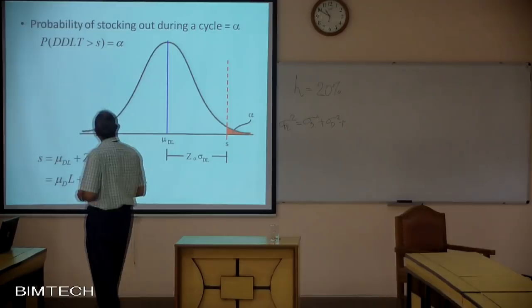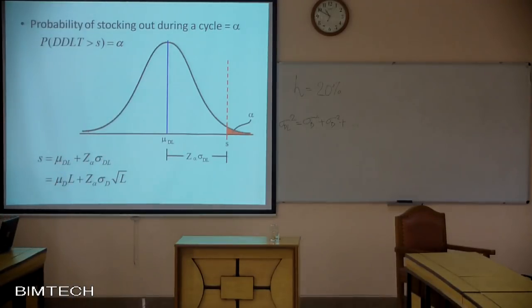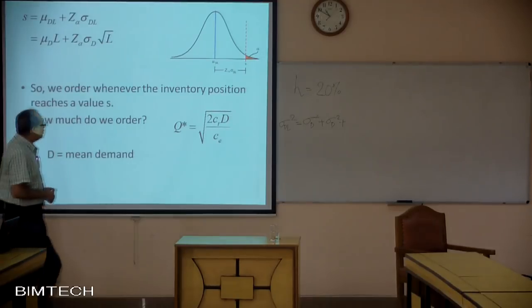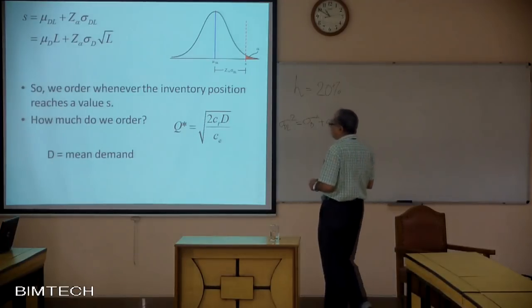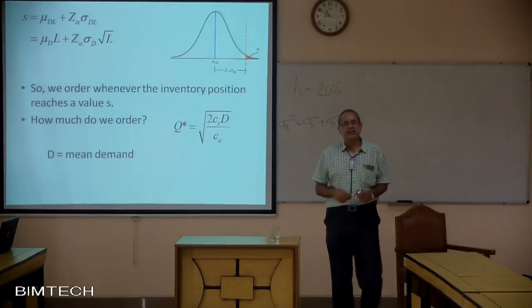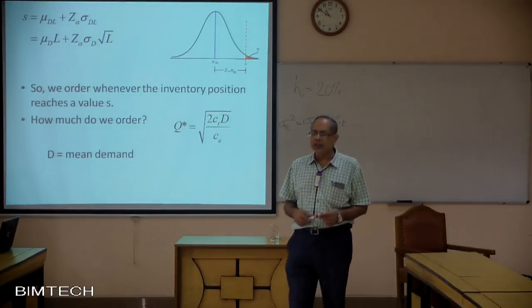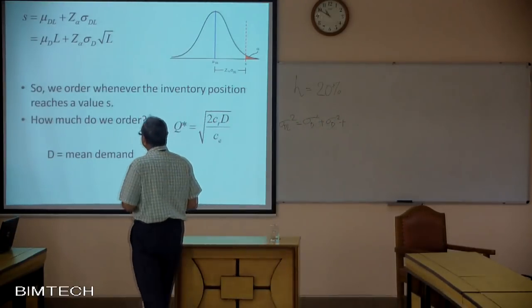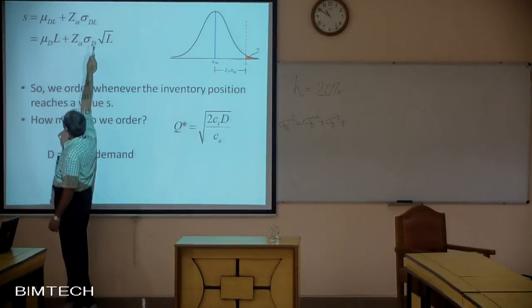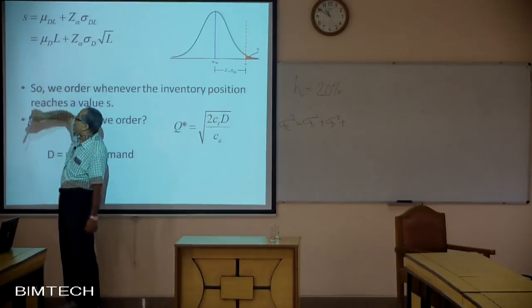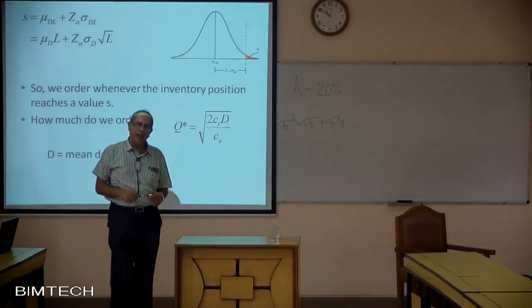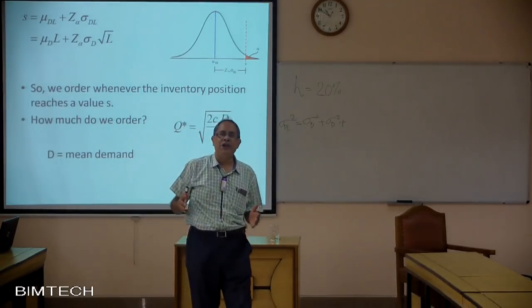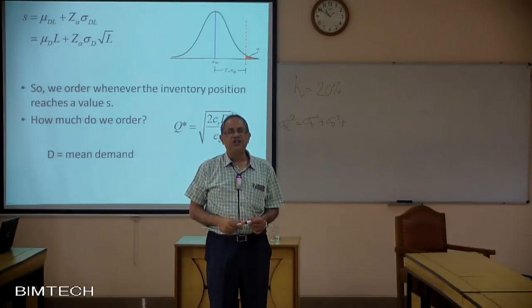Well, so we know what our reorder level is. So here we are, the same figure. Now, I want to emphasize something very clearly: the reorder level is given by this, as we have seen. However, the second term, Z alpha sigma D square root of L, which accounts for the variability of the demand, is called the safety inventory.